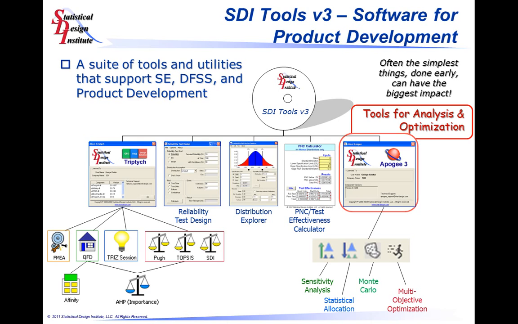Additional tools that are available include the Reliability Test Design tool, Distribution Explorer, and the PNC Test Effectiveness Calculator. The Apogee tool, which is used primarily for analysis and optimization activities, includes a sensitivity analysis tool, a sensitivity statistical allocation tool, Monte Carlo, and multi-objective optimization tools.